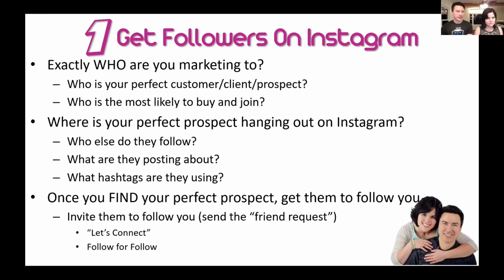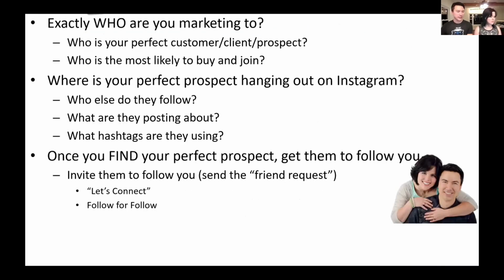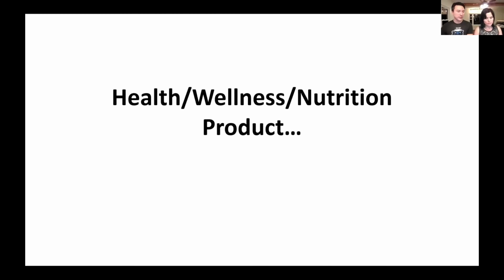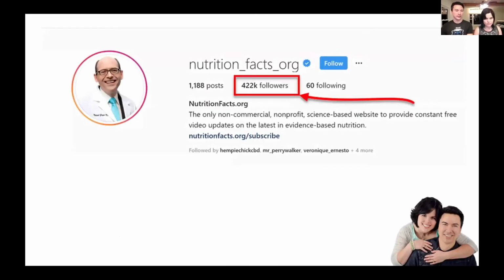Works really well. Exactly. So for example, let's go through exactly how you might do this on Instagram. Okay, if you've got a health, wellness, or nutrition product, if you just do a little bit of research, you could run into an account like this. Right. This account, guys, look at it. nutritionfacts.org. Obviously, it's about nutritional stuff, right? So if you offer nutritional type products, this would be a great account to look at, and look at how many followers he has. He's got a lot, 422,000 followers. This is a great account to check out if you are in the nutrition industry.